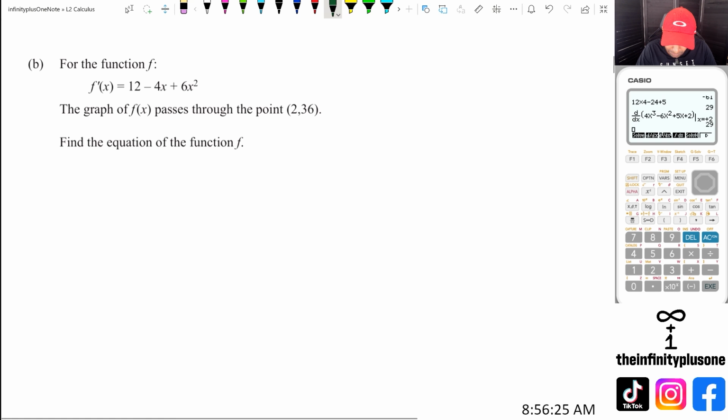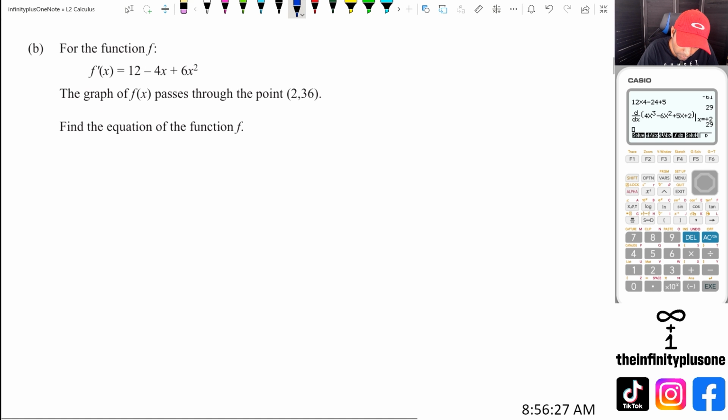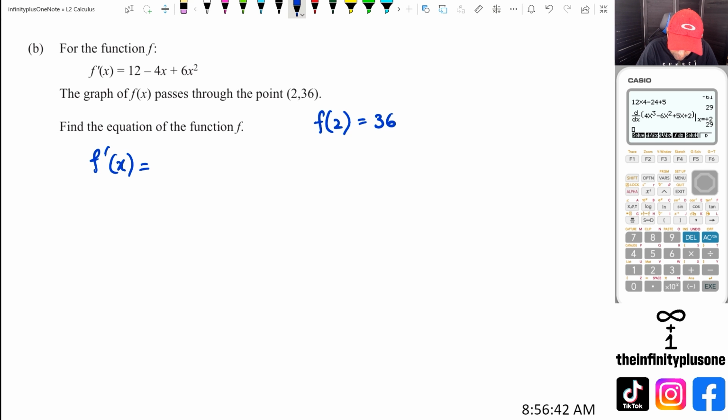Cool. Question B. So with question B, what we've got is this f dash of x graph is actually passing through (2, 36), so that means f of 2 equals 36. So we're going to take f dash of x first. So we've got 12 minus 4x plus 6x squared.